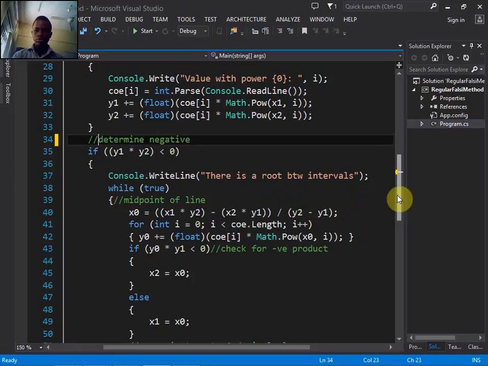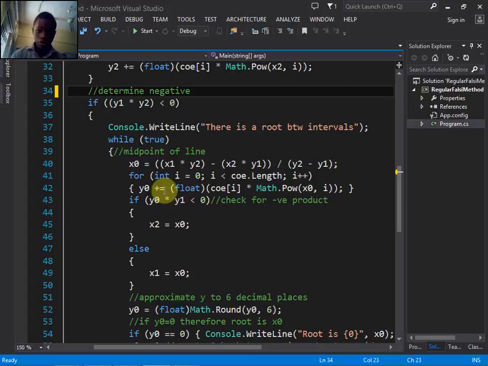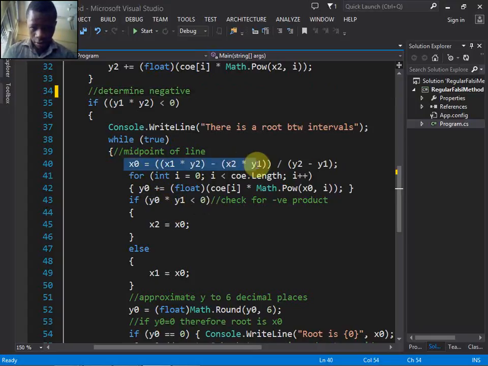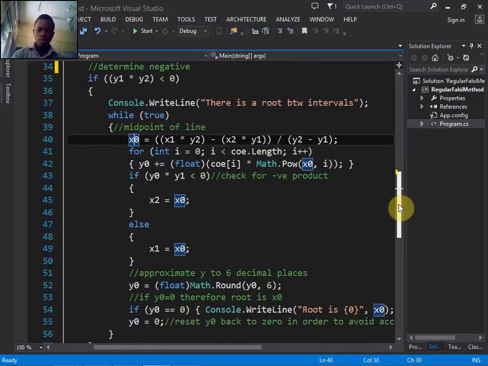The major difference between regular Falsi and bisection is just this formula here. This formula is for locating the point on a line where it crosses the axis. You have a line containing x1, x2, y1, y2, so this formula will locate x0 on the line, while in the bisection method you just divide by 2. This is the regular Falsi method once again.